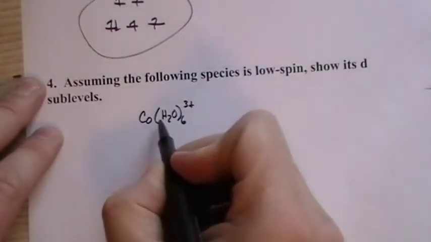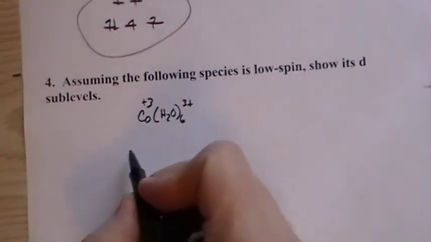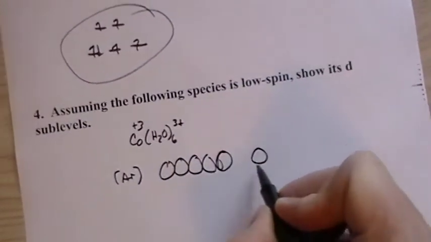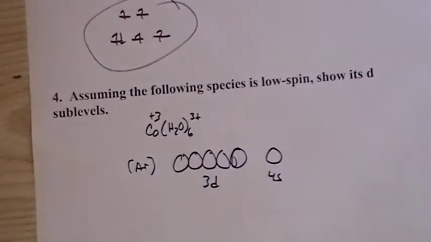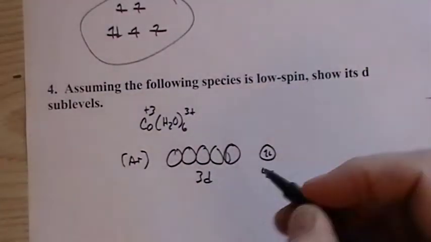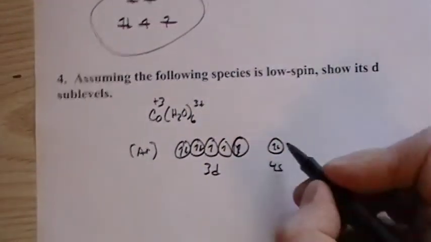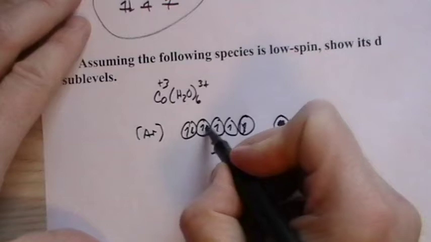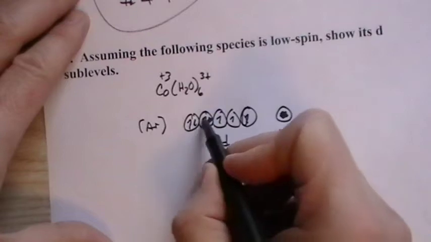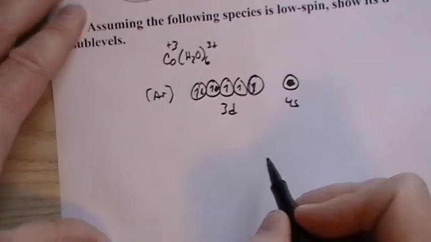Cobalt, so this would be +3. Cobalt, I'm not going to write out the full thing. Well, I guess I can. So argon, 4s, 3d. Cobalt would have 2 here, and 7 here. Cobalt is +3, so we get rid of these 2, and we get rid of this one. So, yeah, 1, 2, 3, 4, 5, 6. Is that what we want? Yeah, 6. Okay, just got confused there.